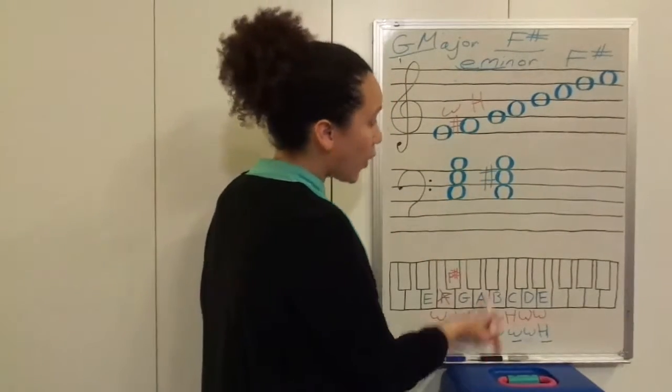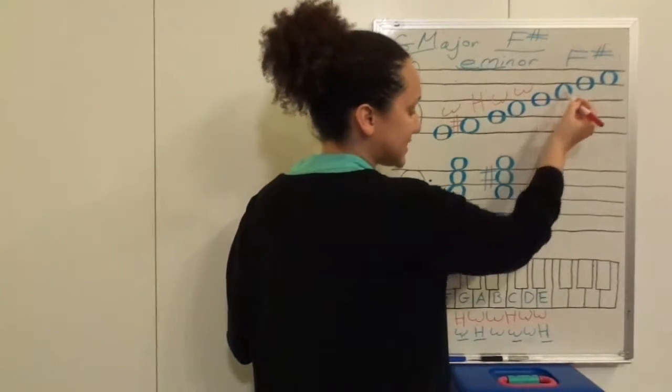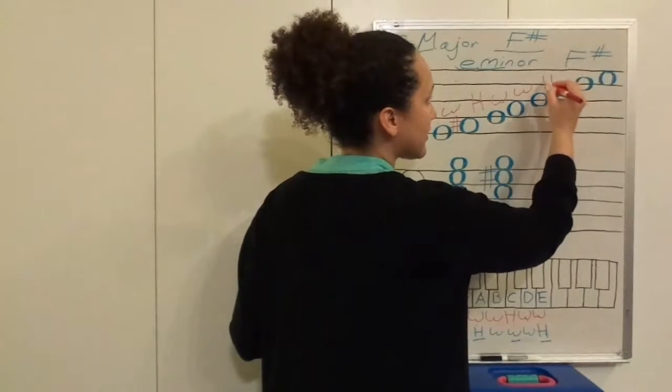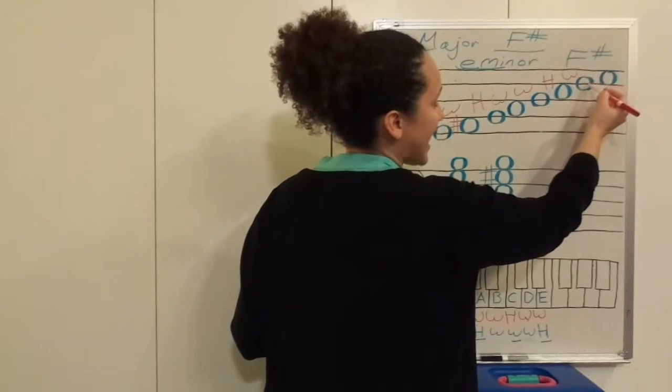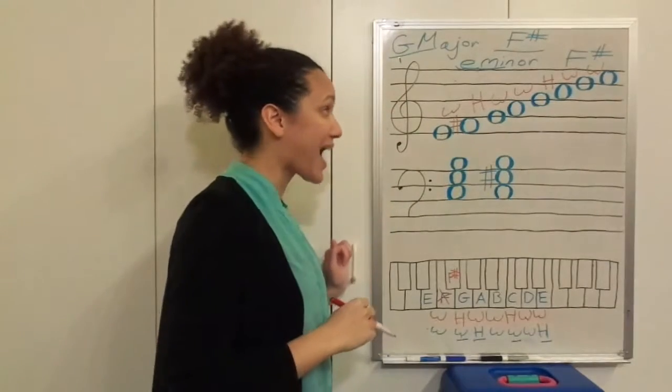G to A, whole step. A to B, whole step. B to C, that's our half step. No note in between, so there's our half step. C to D, whole step, and D to E, whole step. So that's our minor pattern.